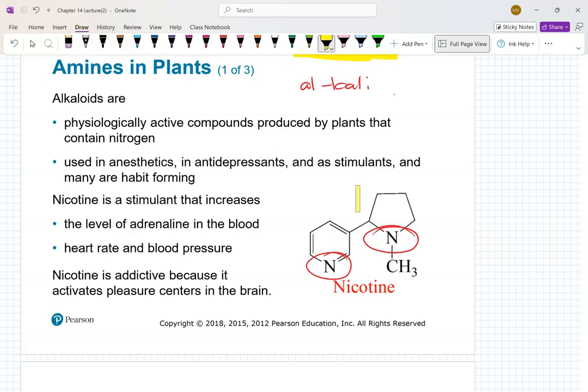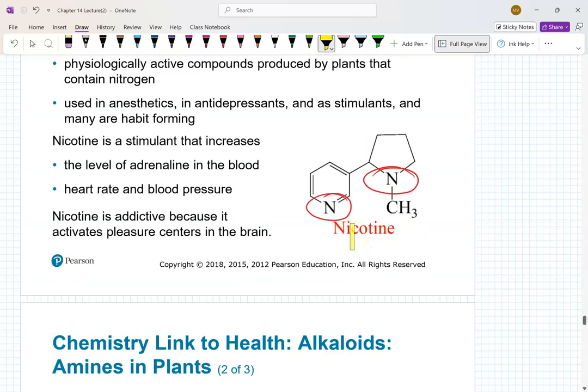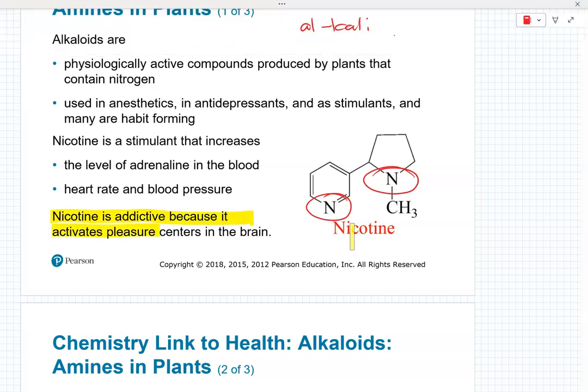A lot of alkaloids are biologically active, and many of them are actually quite poisonous, like nicotine. In large doses, it can kill you. Okay? Does that make sense? Now, yes, nicotine does activate pleasure centers in the brain, but I can tell you this, and I'm fine with it. I smoked for 22 years. Okay? I loved every second of it.